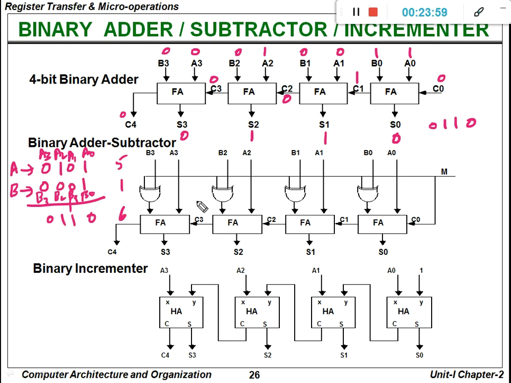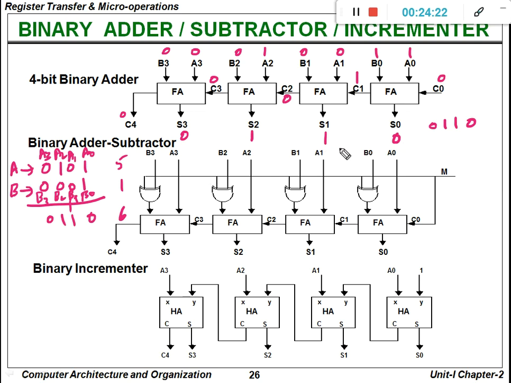So like this, a 4-bit adder is going to perform the additions. So we may extend this 4-bit adder to an n-bit adder. Based on the number of bits that are available in a register, accordingly it is going to perform the addition.